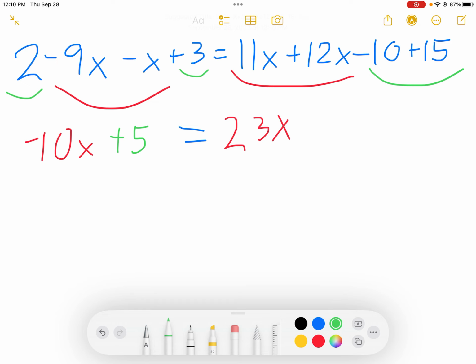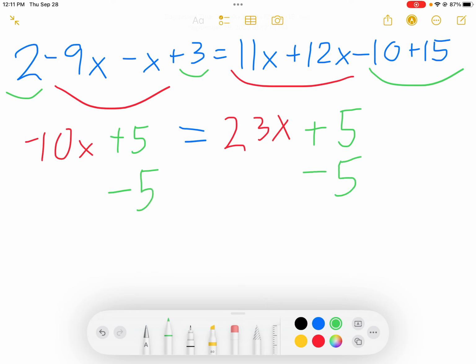Whenever they're fighting, the bigger number wins, okay? Negative 10 loses to positive 15 because 15 is the greater absolute value. So 15 minus 10 is 5. So the result in green is another plus 5. Okay, so now I can take my terms and I can subtract on both sides.